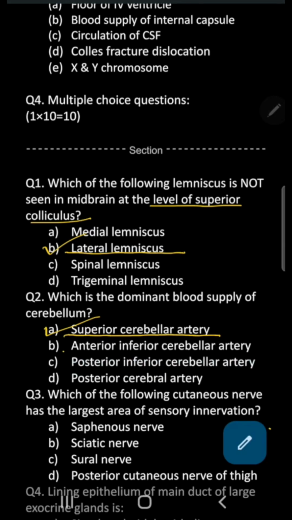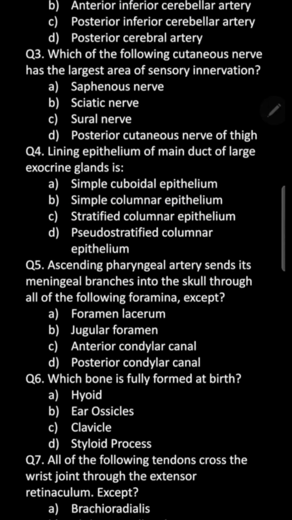Answer here is A. MCQ number 3, which of the following cutaneous nerves has the largest area of sensory innervation? Saphenous nerve, sciatic nerve, sural nerve, posterior cutaneous nerve of thigh. Answer here is posterior cutaneous nerve of thigh.